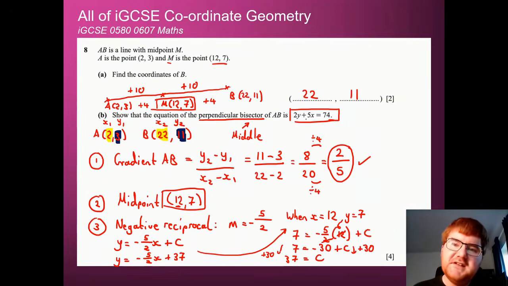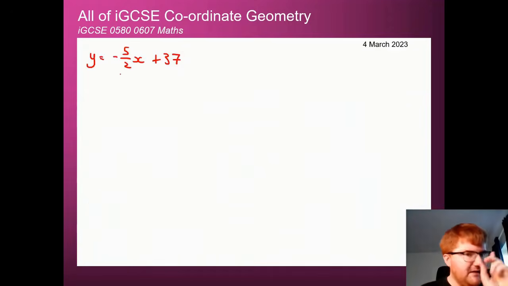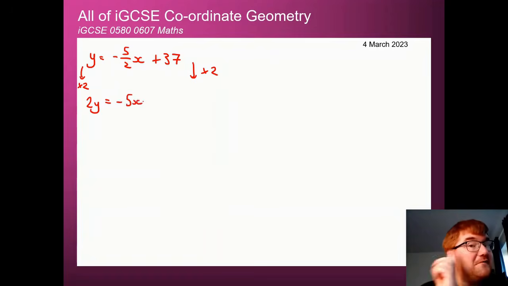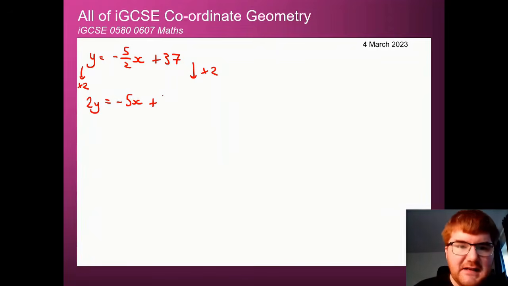Now, the first thing I notice is we actually have a 2y, not a single y. So the first thing that comes to mind is, let's just multiply everything by 2, because that's going to guarantee us that we get 2y, because 2 times y is 2y. The times 2 is going to cancel with the 2 down the bottom. That gives us minus 5x. And don't forget to multiply this 37 by 2 as well. 37 times 2, do it on your calculator, is 74.